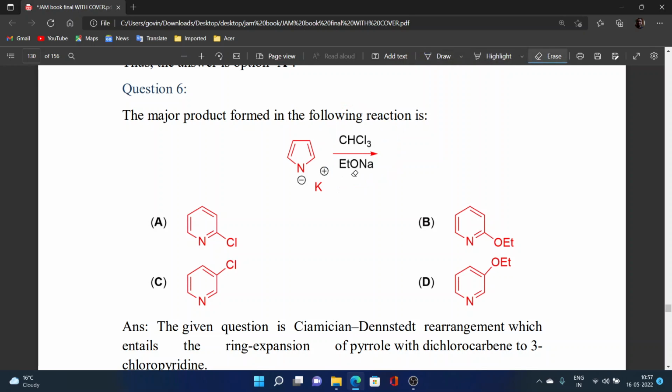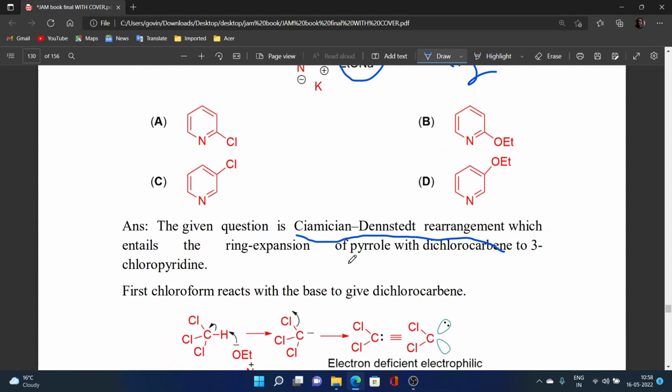In the Reimer-Tiemann reaction, if you remember, you react chloroform and sodium hydroxide in the first step and you get dichlorocarbene. So the same thing will happen here. You will get a dichlorocarbene, CCl2, a carbene. We will see the mechanism of how it is formed. This is a famous reaction, the Ciamician-Dennstedt rearrangement. Here it is used for the ring expansion of the pyrrole ring.